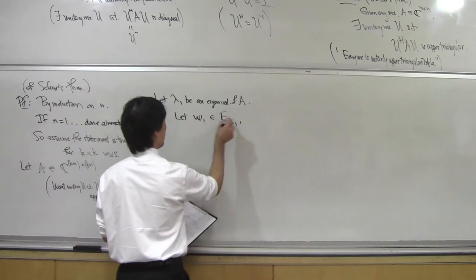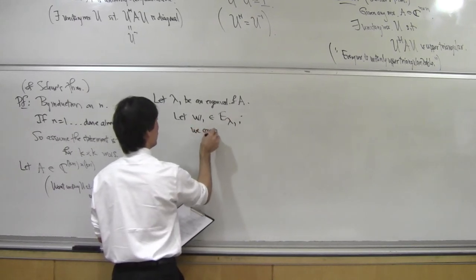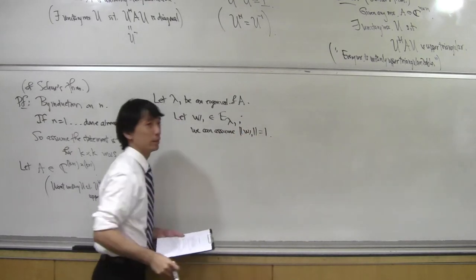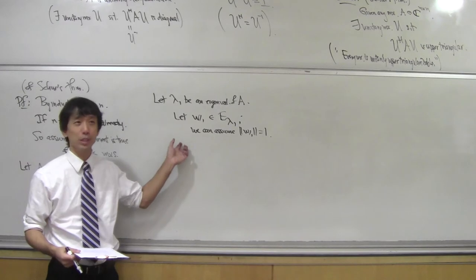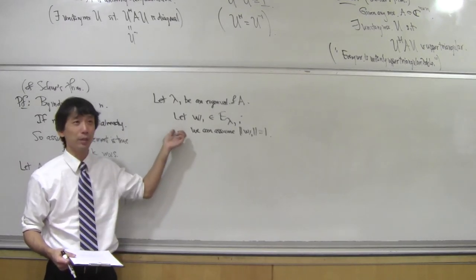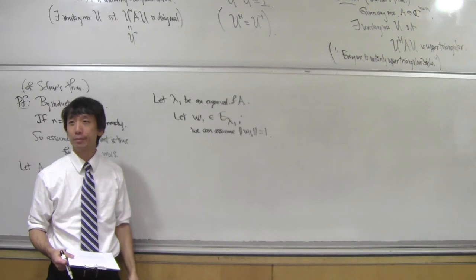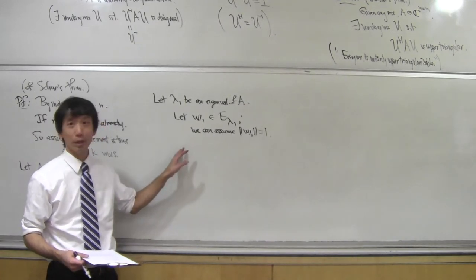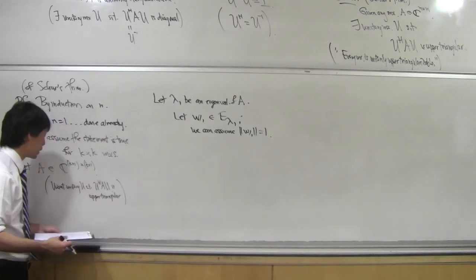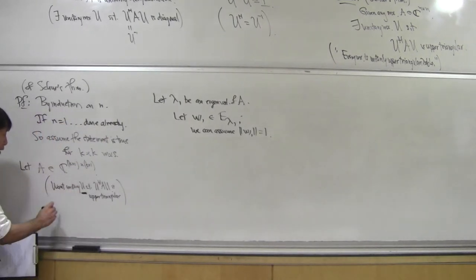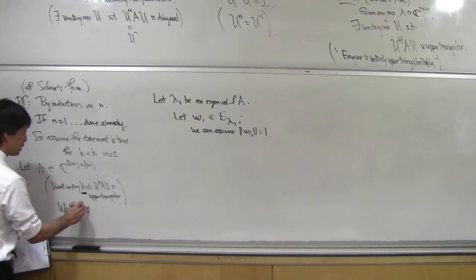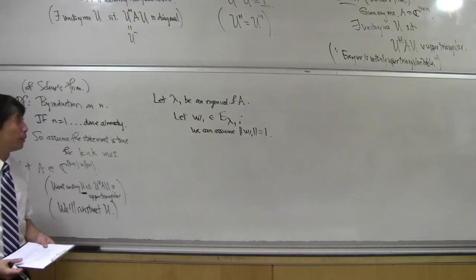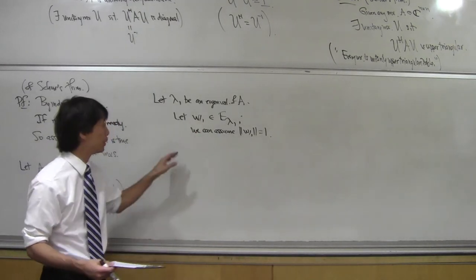And we can assume that the norm of W1 is 1, right? If it's not 1, just divide it by its norm, and you get an eigenvector with a norm 1. Okay, so what we're going to build is U. We'll construct U. We're going to make the U. Okay, so here's our first step.